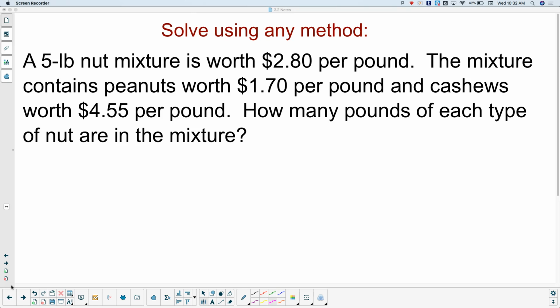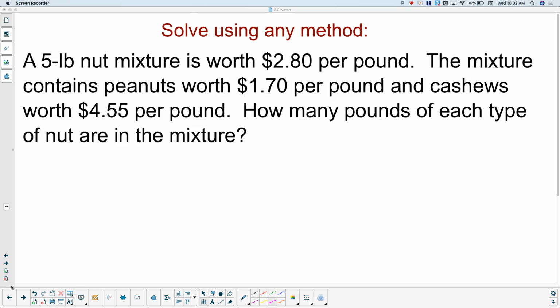Come off of the freeze. There it comes off of the freeze. Okay, so hopefully by now you've read it. Okay. 5-pound nut mixture is worth $2.80 per pound. Mixture contains peanuts worth $1.70 per pound, and cashews worth $4.55 per pound. Okay, how many pounds of each type of nut are in the mixture?